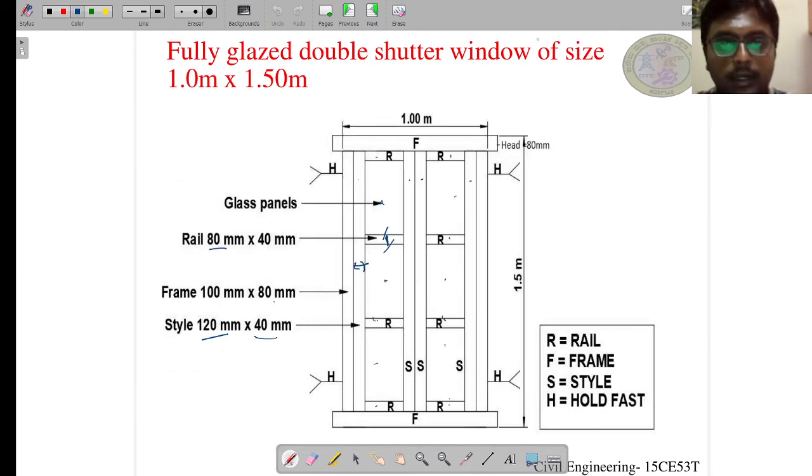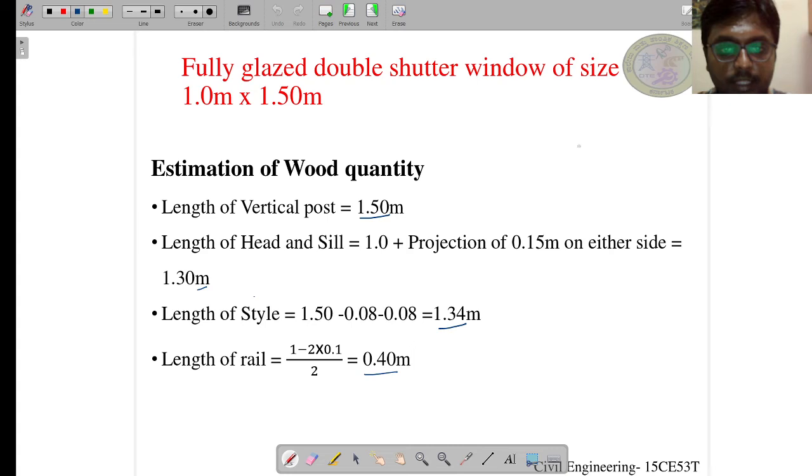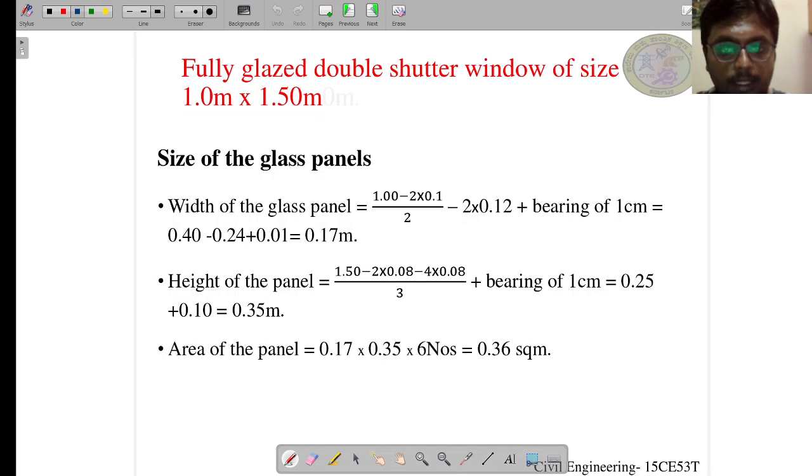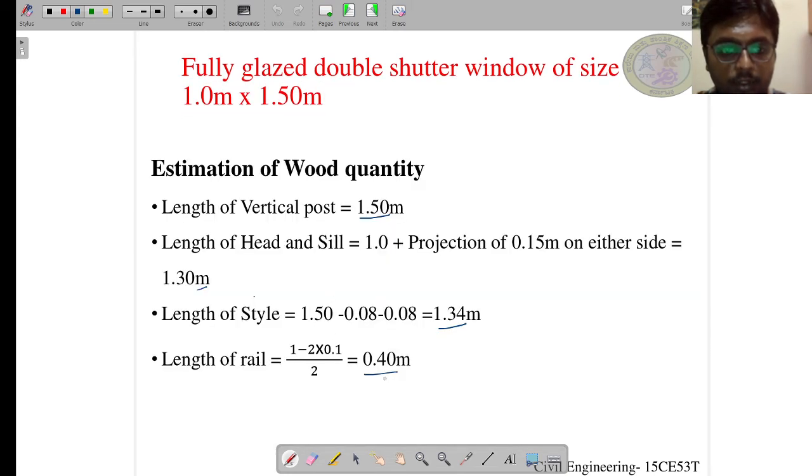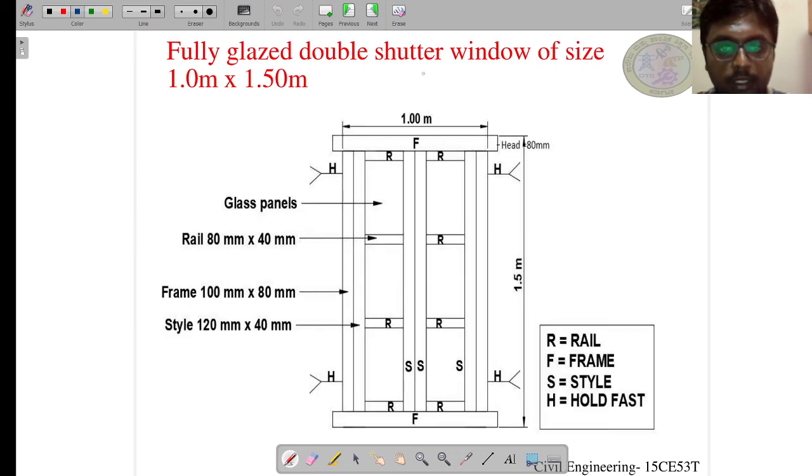Okay. So how to calculate the width of the glass panel? As you can see, we have the length of the rail as 0.40 meter. So in this we have to calculate this width. We have to take out this width. How to take out this?